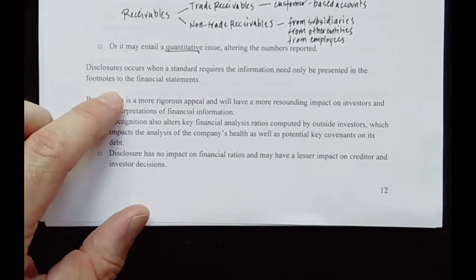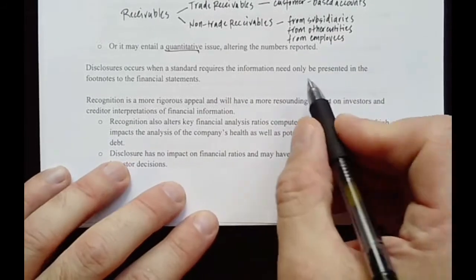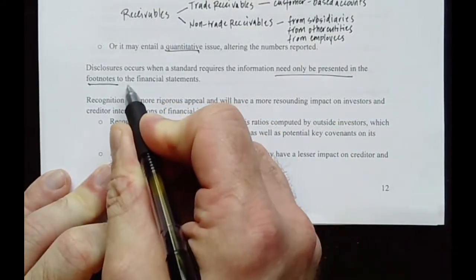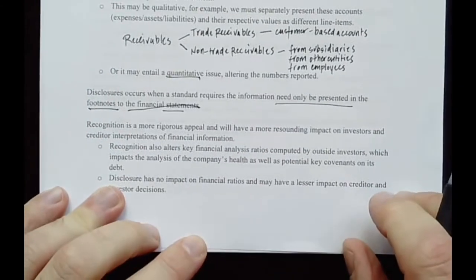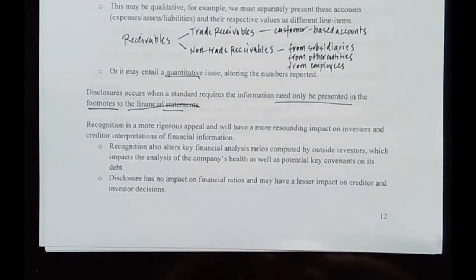Disclosures occur when a standard requires the information need only be presented in the footnotes to the financial statements. So all we have to do is disclose what is going on with these major items on the financial statements. Now, if you think about it, it's sort of an information overload to look at the entire annual report. It's, like I said, anywhere from 70 to 100 pages. If you're really wanting to save time, you're going to go right to the financial statements, those 4 or 5 pages that are contained within that huge volume, because it summarizes everything in a great way.